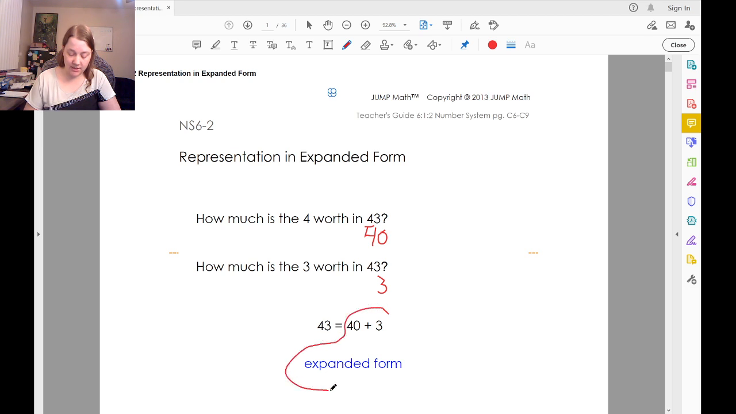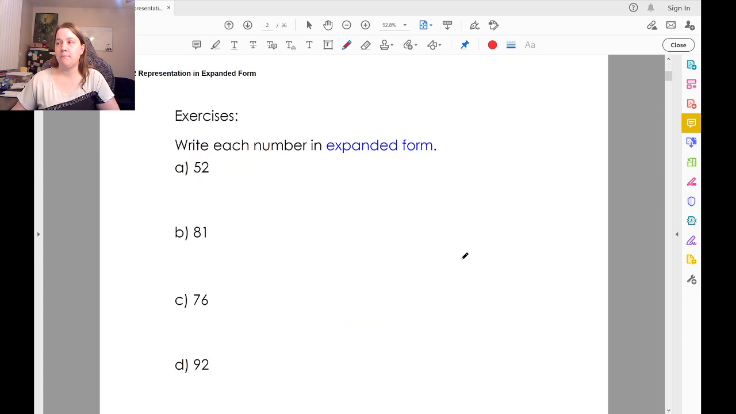And 40 plus 3 is an example of writing something in expanded form. So they want us to write each of these in expanded form, just like on the previous slide. Go ahead, give it a shot on your own, and when you come back, we'll talk about it. Welcome back. Let's go ahead and take a look.